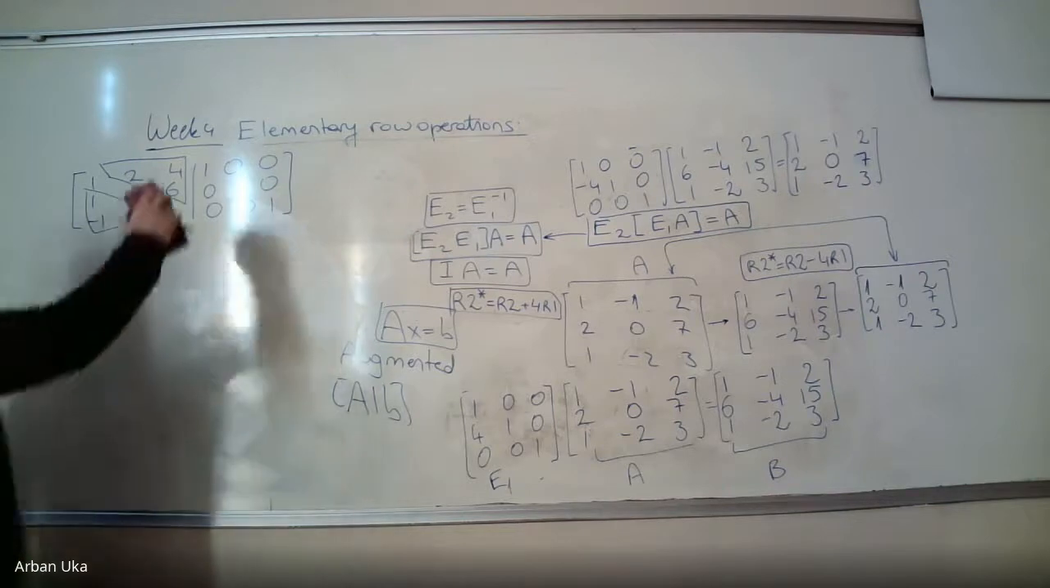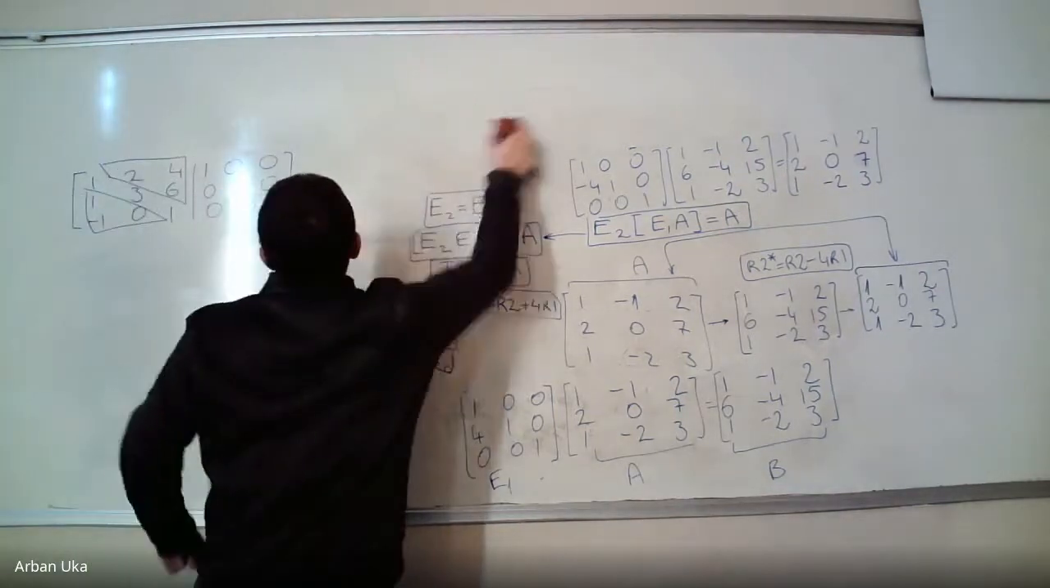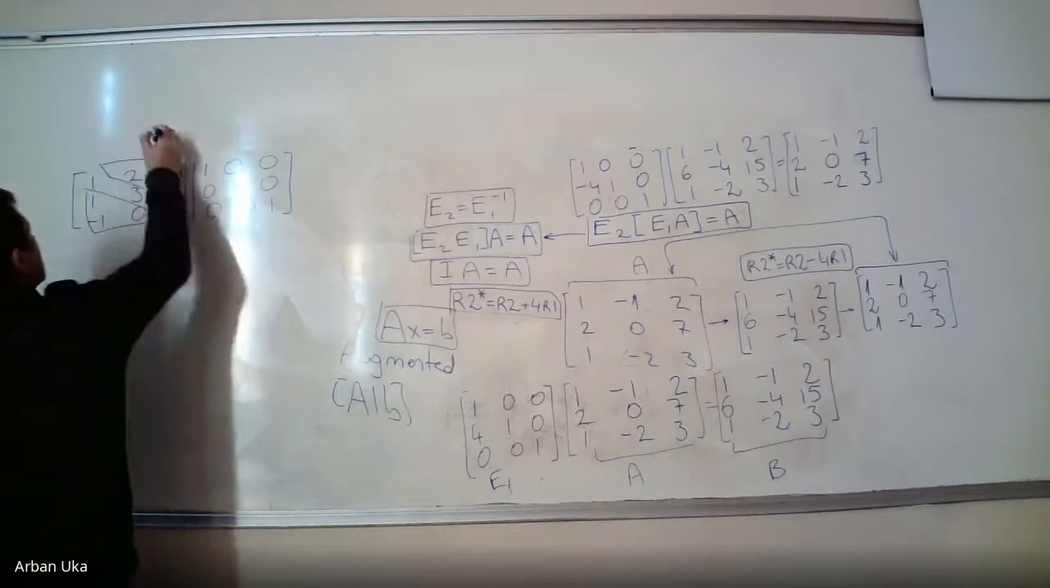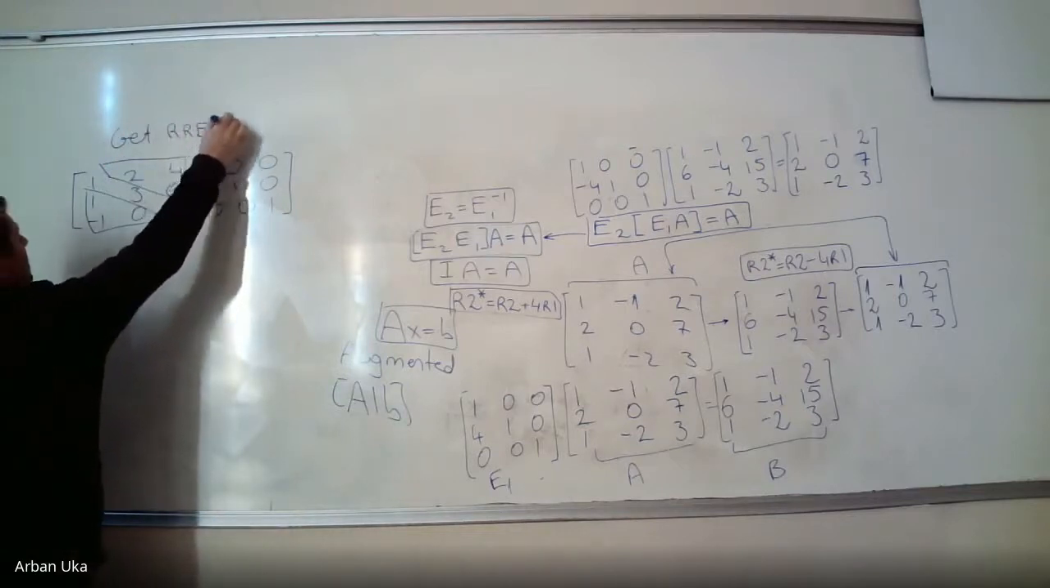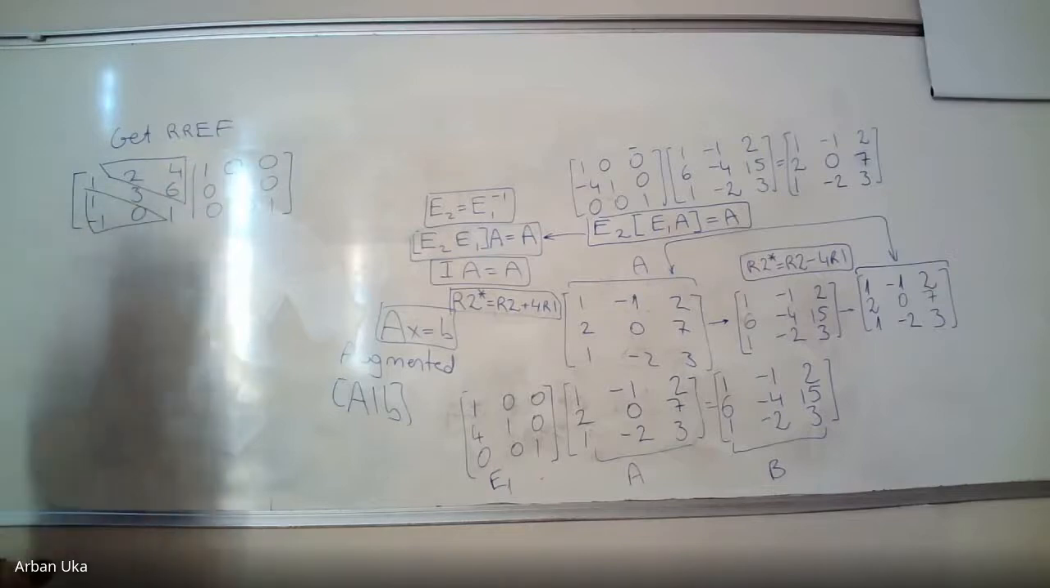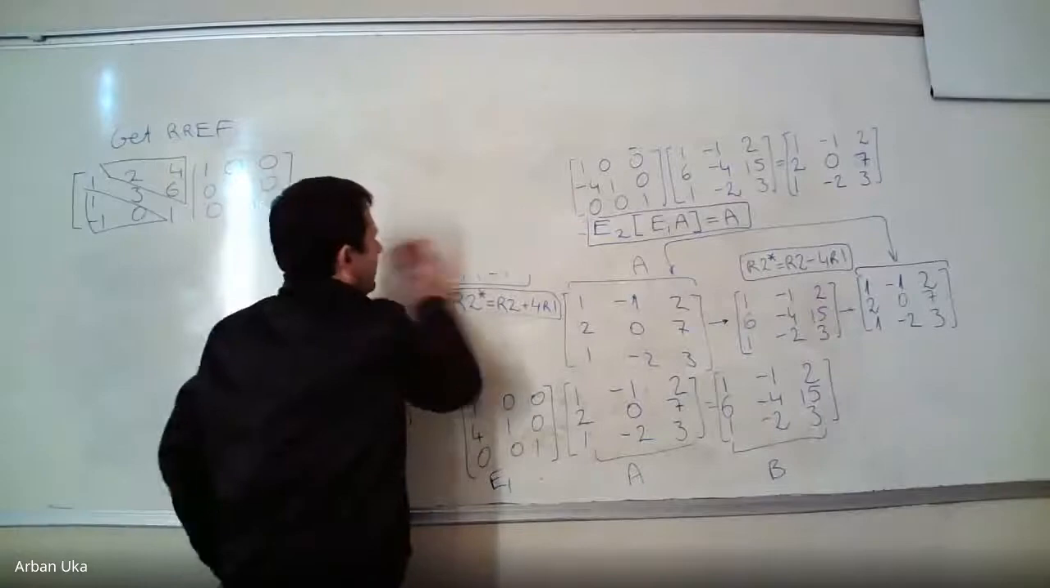So let me erase this one here. Let's say here, get RREF, reduced row echelon form, for this matrix here. Okay, let's do it.